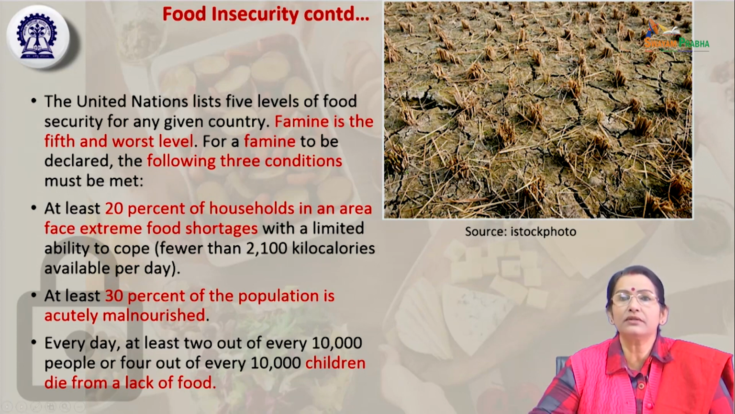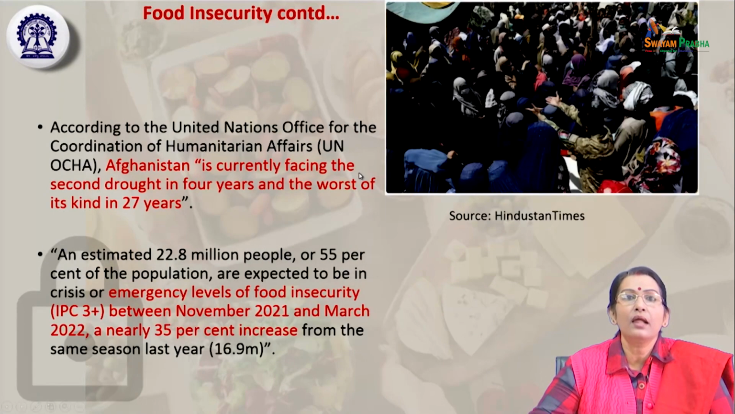As you can see, this is the dry land, this is the famine, where the physical or geographical situation is like that, when famine is being declared with three conditions. When it has these following conditions, then famine has been declared, and it is a major cause of food insecurity.